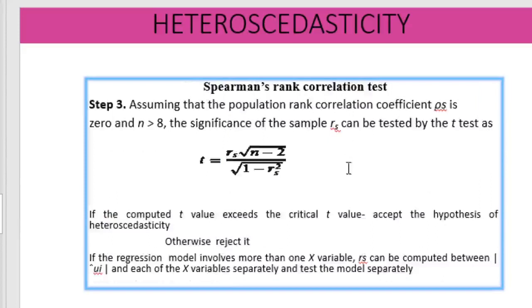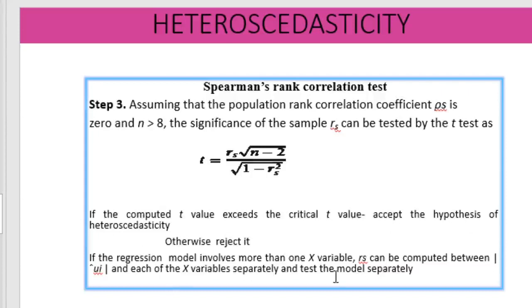Assuming that the population rank correlation coefficient is 0, its significance can be tested as t equal to RS, that is the estimated Spearman rank correlation coefficient, into root of n minus 2 divided by 1 minus the square of the Spearman's rank correlation. If the computed t-value exceeds the critical t-value, accept the hypothesis of heteroscedasticity, otherwise reject it.